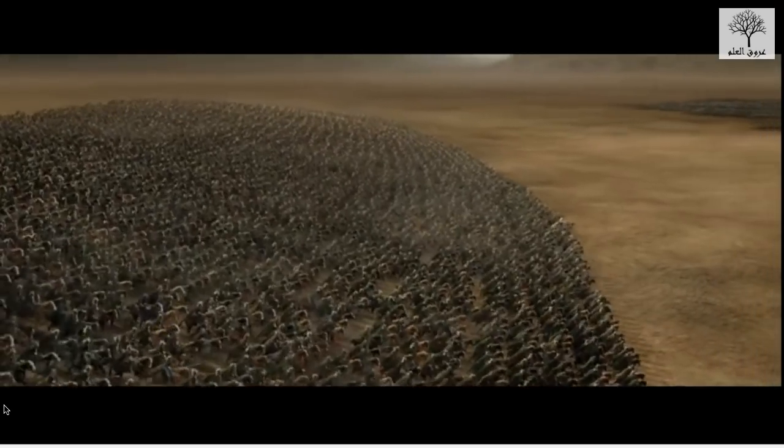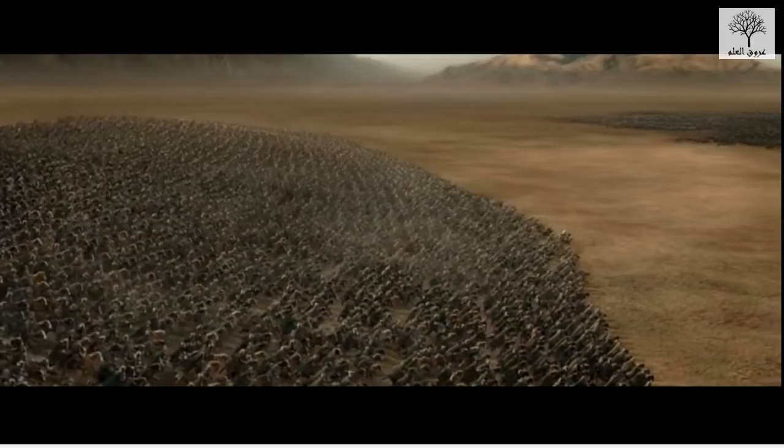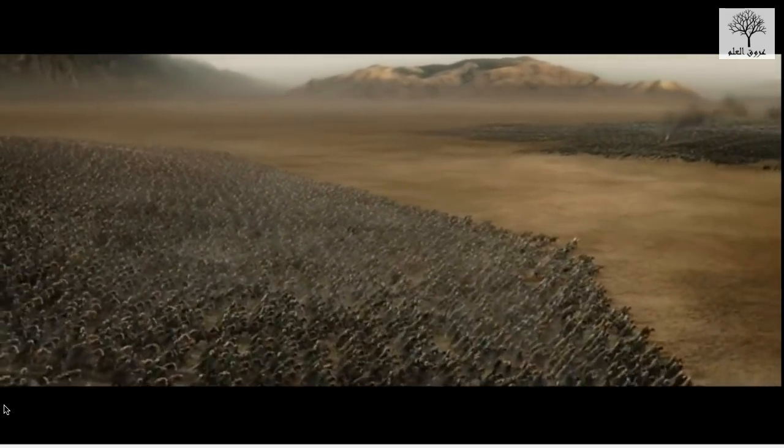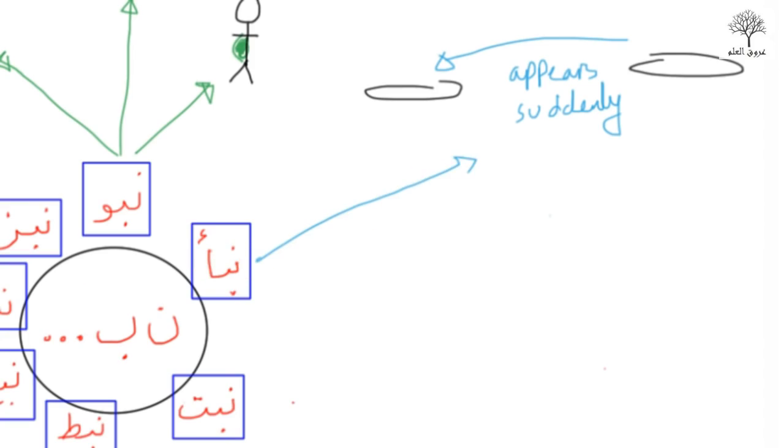So this spilling forth all of a sudden, or even an army attacking all of a sudden, a village or a place being attacked all of a sudden, is from the word naba'a. So that has the meaning of nabi. It has that kind of rushing, running, sudden meaning. So this is the word naba.